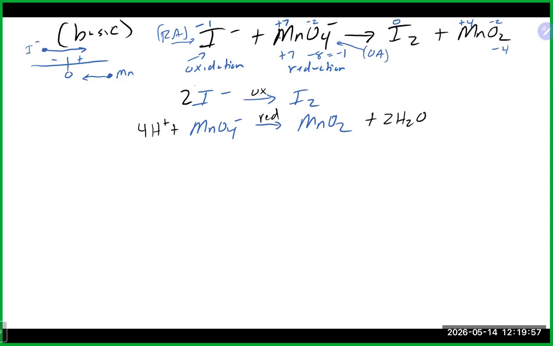Overall charge here is -2. Overall charge here is 0. So that's going to be a couple of electrons needed on the right-hand side, which will then get me a -2 on the right to match the -2 on the left.